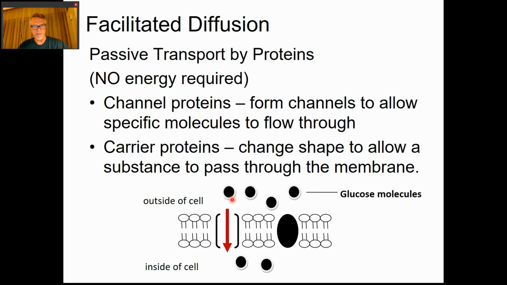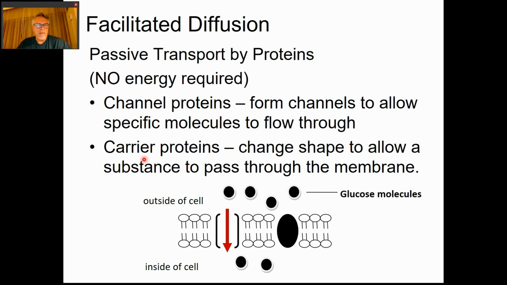So in this diagram, we have these black dots, and they fit perfectly through this tunnel. And so this channel protein will allow, in this case, we're saying this is a glucose molecule, will allow the glucose molecule to go from where there's more of it to where there's less of it. Remember, this is passive transport. It has to be free, so you need a concentration gradient for it to happen. So that's how a channel protein can do this.